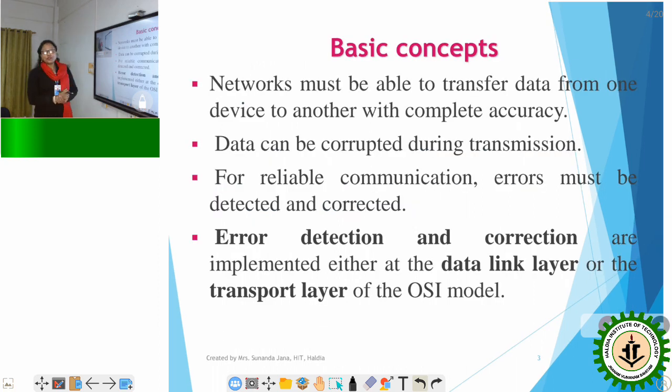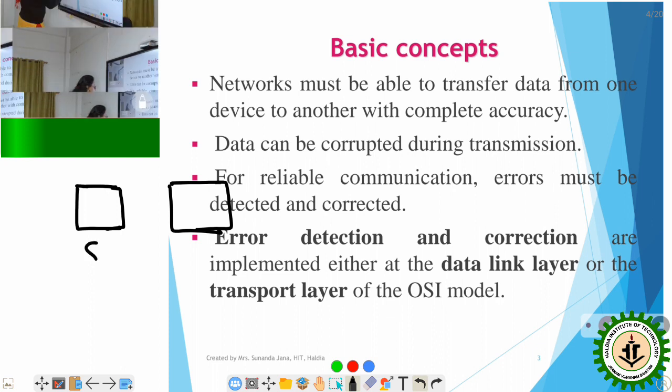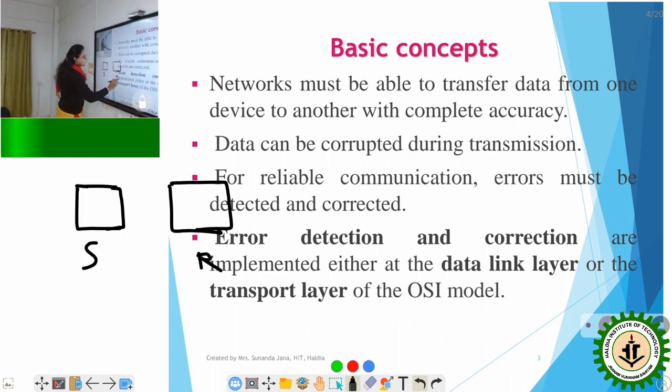Now, before going into the details of error correction using Hamming code, first I will tell you the basic concept. In a data communication system, we always require at least two devices. One is the sender and another is the receiver. Suppose this is the sender device and this is the receiver device. Now, during communication between sender and receiver, suppose the sender sends some data to the receiver.